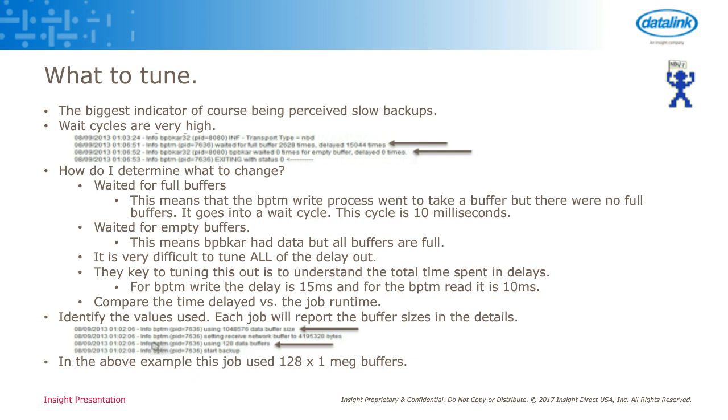These are reported every time a job starts. So when you look at your job details, you'll see in this example that the job has started up and it's telling you that it's using, in this case, a 1 meg buffer size. And then it's going to tell you how many of those buffers it's going to use. So every job will report that. You can see here we're using 128 buffers and they're 1 meg each.